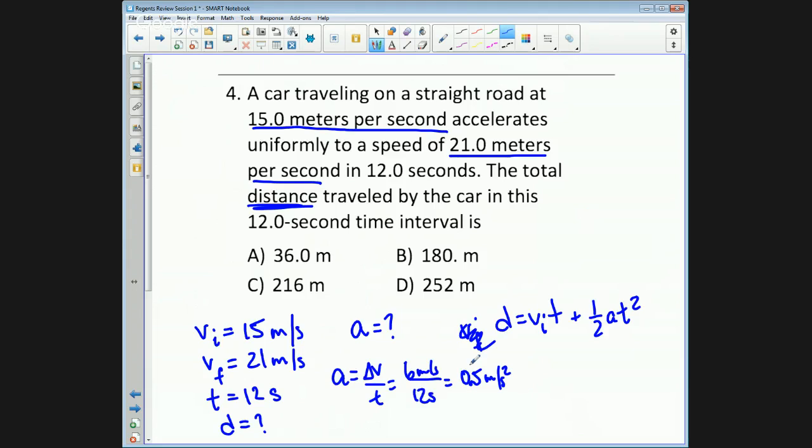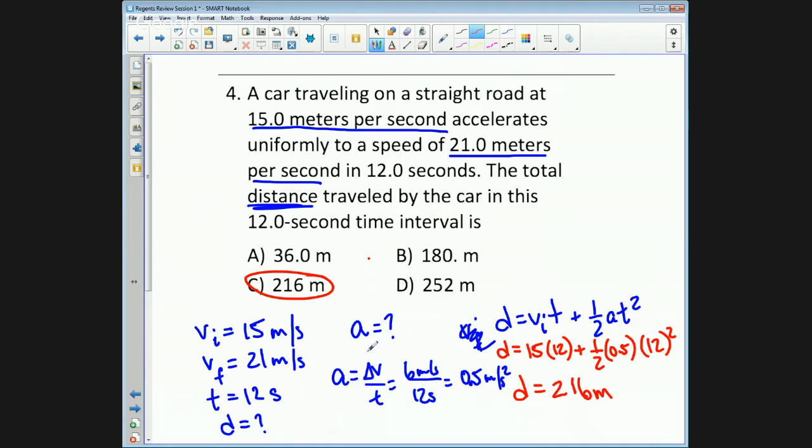And then now we need to plug this value into this formula. Let me do that in a different color. So we're going to get D equals V initial, which is 15, times time, which is 12, plus 1/2 times the acceleration, which is 1/2, times the time squared. And I'm just going to hope that I get this right. But the answer is 216 when we plug that into a calculator. 216 meters. Okay. So that would be choice C.